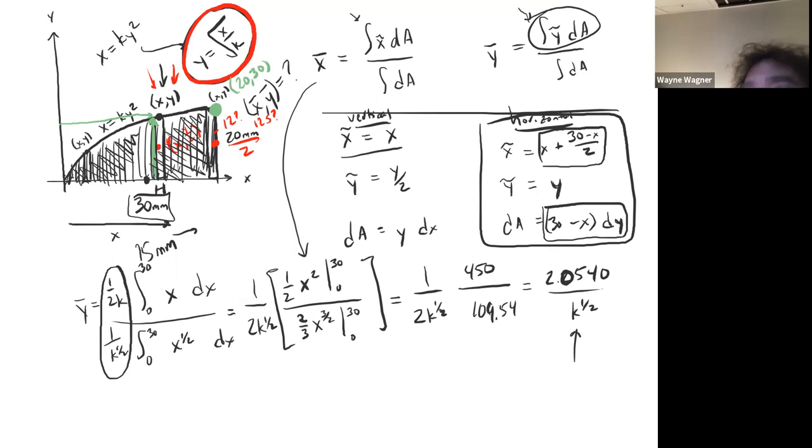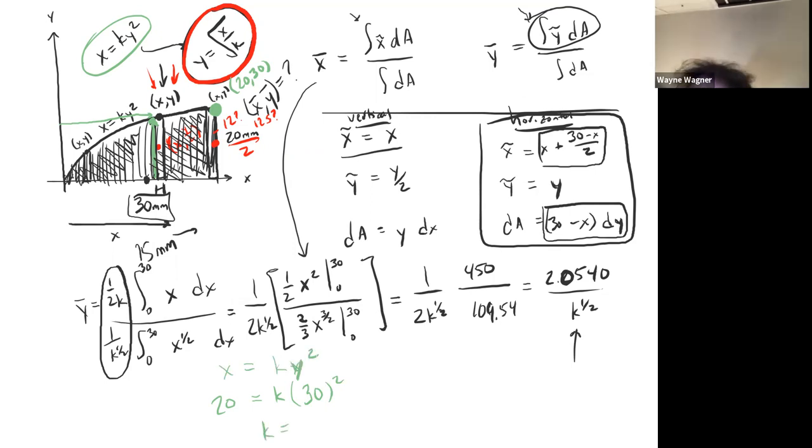And I know my equation. My equation is from right here: x equals k times y squared. So at 20, that's 20 equals k times 30 squared. So k then equals 20 divided by 900, which is 0.02222, basically the 2 is repeating.